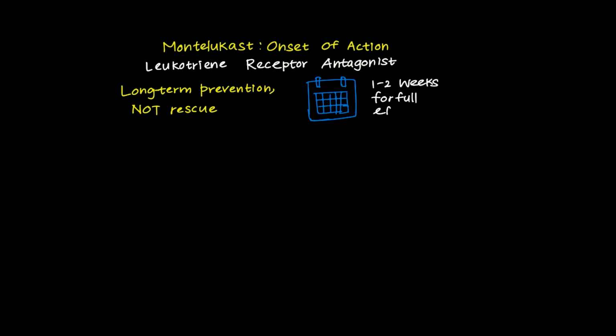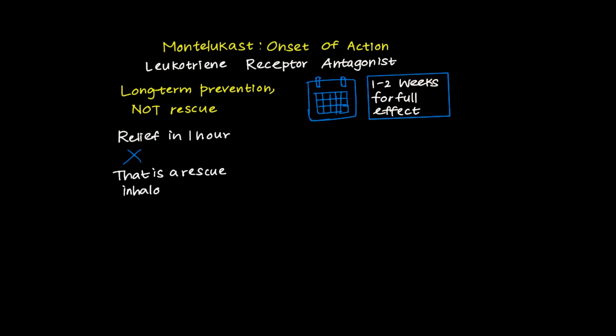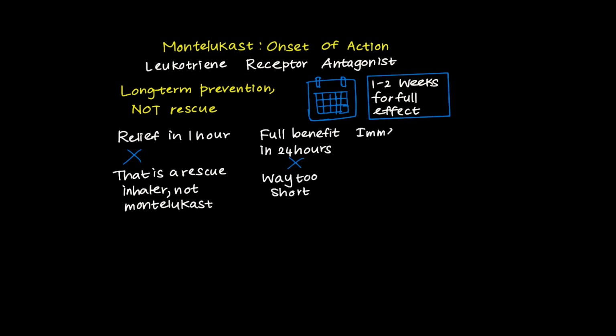Expecting first-hour relief confuses montelukast with a rescue inhaler. Full benefit in 24 hours dramatically underestimates the time needed, and immediate improvement after the first dose does not happen with this class of drug. The patient needs to understand that they must take it every day and be patient for the build-up period.